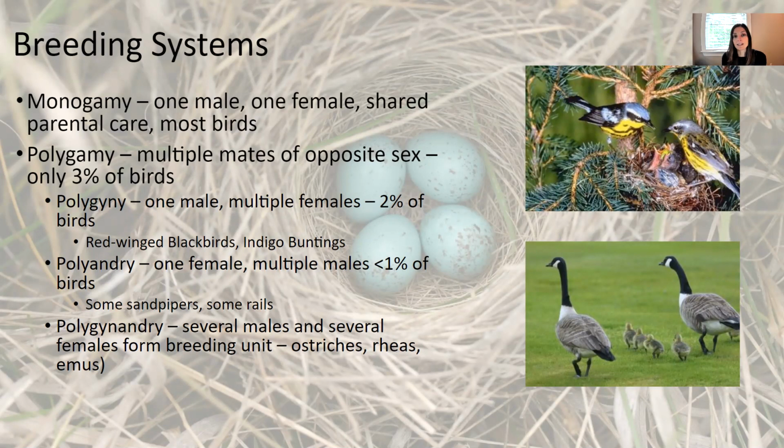And there's some different ways for polygamy to happen. There's polygyny, where there's one male and multiple females. About 2% of birds exhibit this, examples being red-winged blackbirds and indigo buntings. Polyandry is when there's one female and multiple males, and this only occurs in less than 1% of birds. There are some sandpipers and some rails that exhibit polyandry. Polygynandry, so several males and several females forming a breeding unit, that is seen in ostriches, rheas, and emus.